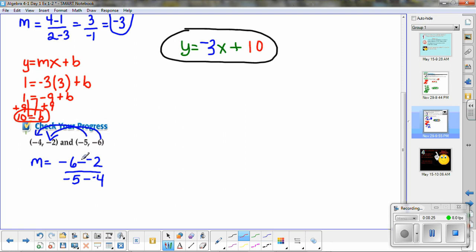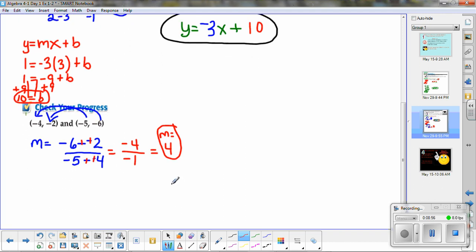Now I would go and clean this up before doing my simplifying. Negative 6 plus 2 is negative 4. And negative 5 plus 4 is negative 1. Remember, a negative divided by a negative is a positive, so the slope in this example is 4. I'm going to go ahead and just write m is equal to 4. I'm going to circle that so I don't lose it. M equals 4.